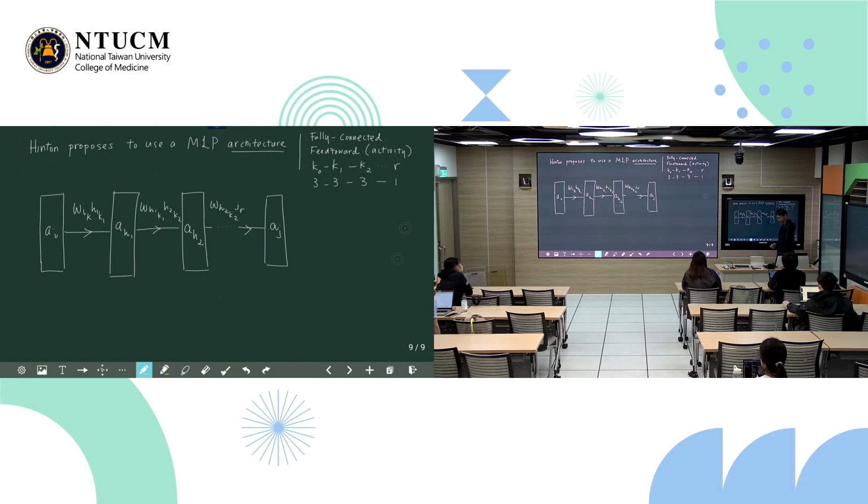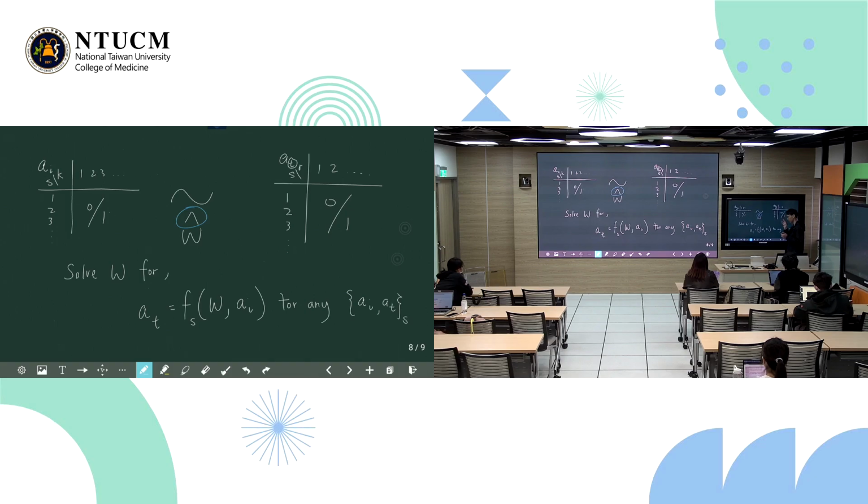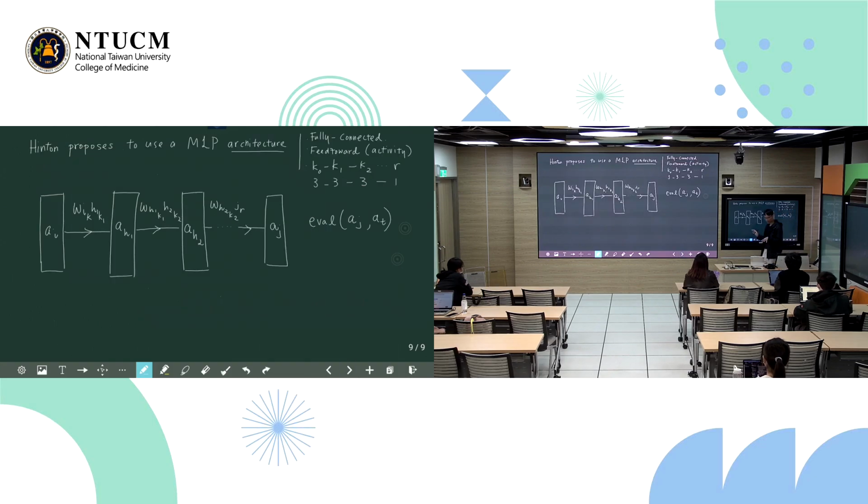Hinton proposes this architecture. You do all of these feed forward, fully connected with however many units, and once you get to AJ, you evaluate. You have a function that evaluates AJ with respect to AT. Okay? So I don't know what function it is first, but some evaluation of what AJ is and what we want AT to be. Okay? So he says set it up this way. We use an MLP architecture.